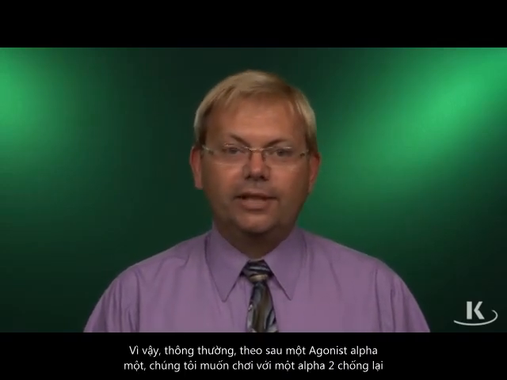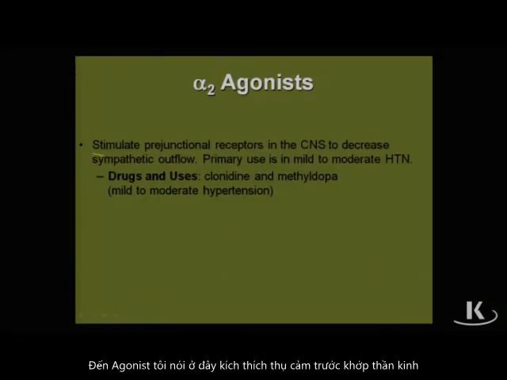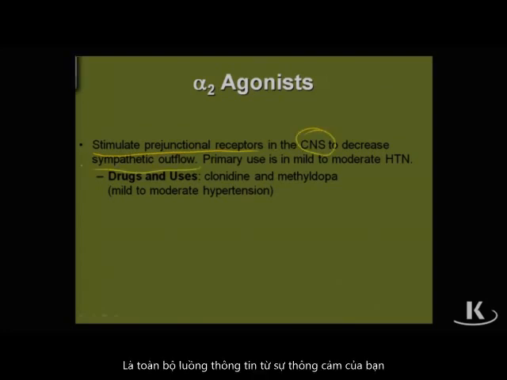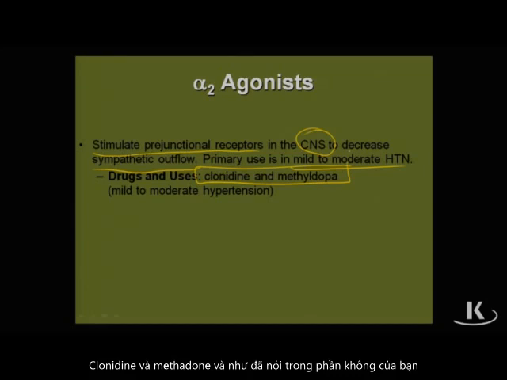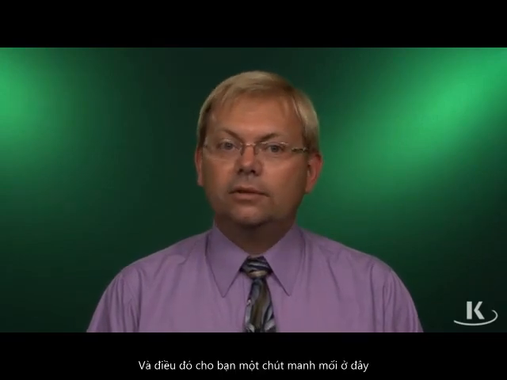So normally following an alpha-1 agonist, we want to play with an alpha-2 agonist. Alpha-2 agonists, as said here, stimulate presynaptic receptors, particularly in the CNS centers, and decrease the entire outflow of information from your sympathetic system. They're primarily used in mild to moderate hypertension, and all I want you to know right now is two drugs, clonidine and methyldopa, and as it says in your notes, see the cardiovascular section for more. So what do I want you to note at the same time? Do you see any diagrams with alpha-2 agonists? Any zigzag line anywhere? You don't, do you? And that gives you a little clue here.